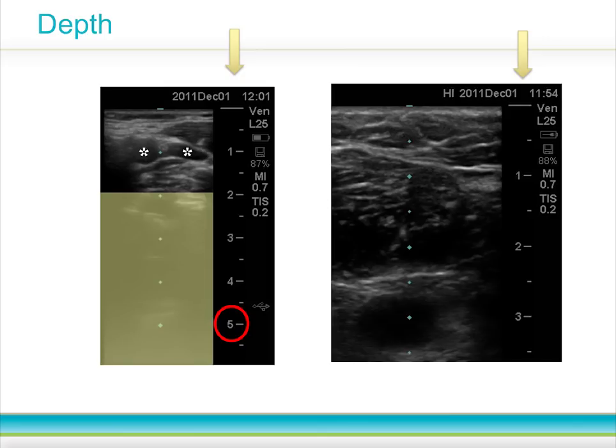The image on the right shows a different patient's internal jugular vein, 3 centimeters deep to the skin. We don't see the carotid artery in this image because it's a deeper structure. The depth of this image must be increased to include both the IJ and carotid artery before we would attempt central line placement.